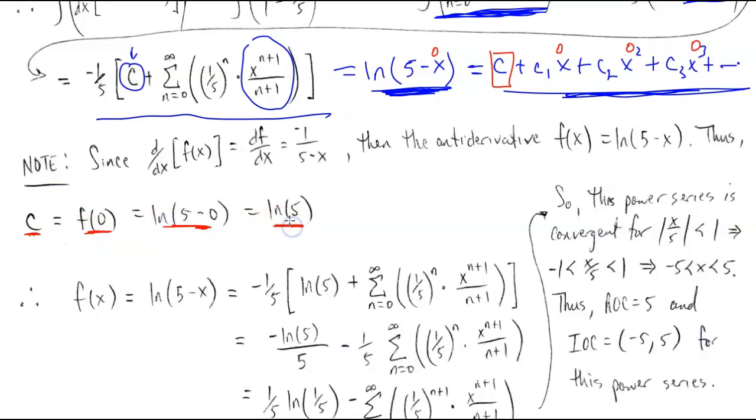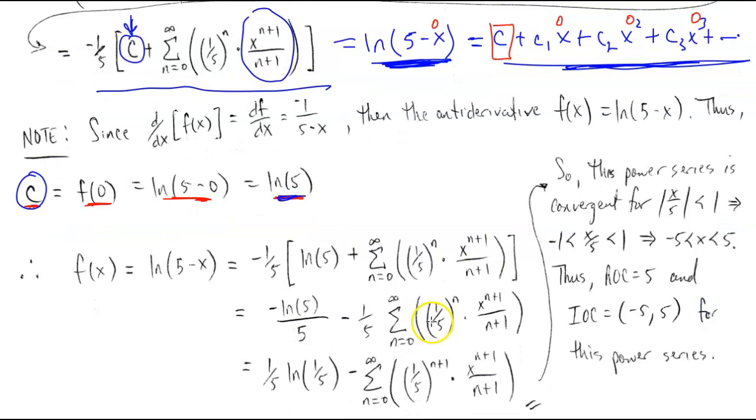Whatever that number is, okay? So here, now that we know that our integration constant is just going to be natural log of 5, we can replace that for c. So this is where the integration constant c was. Now we have a natural log of 5 there. And so now we have everything that we need to be able to express this function, natural log of 5 minus x, in terms of a power series, okay?